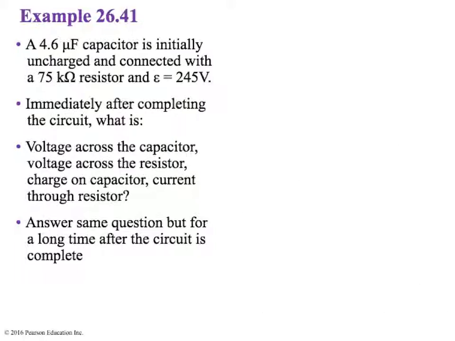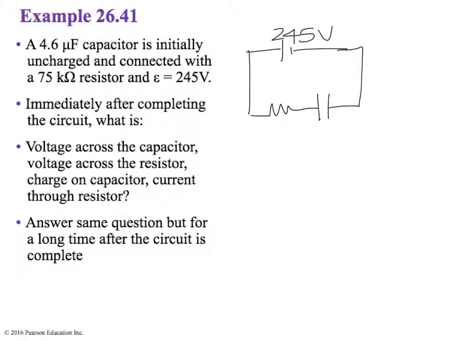Now the other question is, what would be the situation a long time after the circuit is complete? This is when the capacitor is fully charged. When it's fully charged, remember that at that point there's no current flowing, so the potential across the resistor is 0. The current through the resistor is 0.